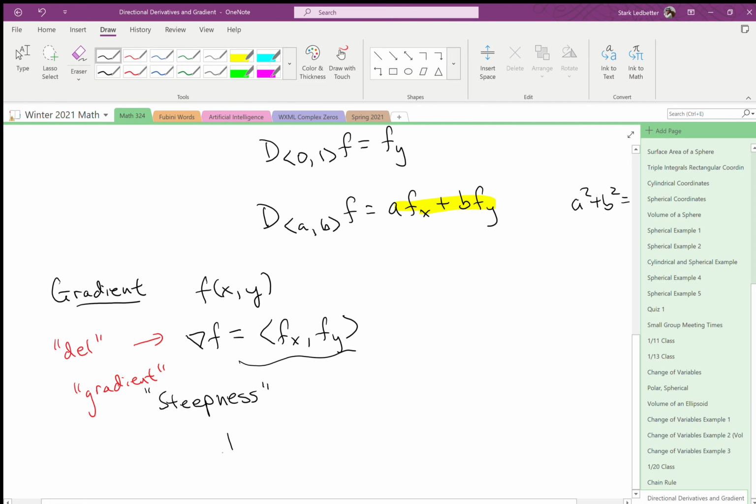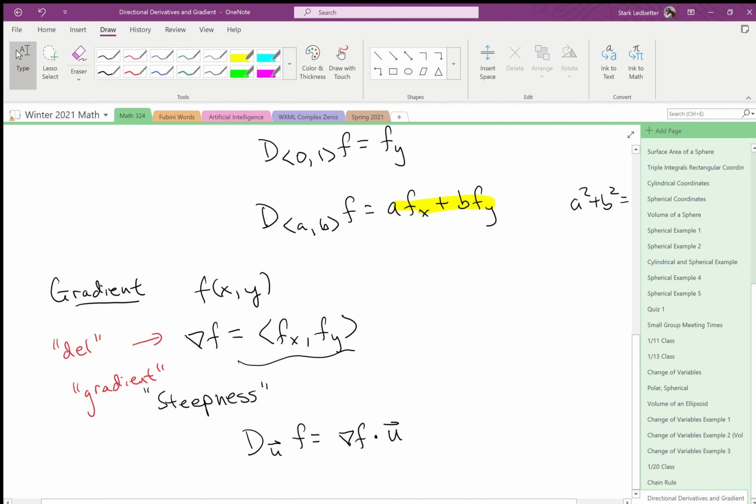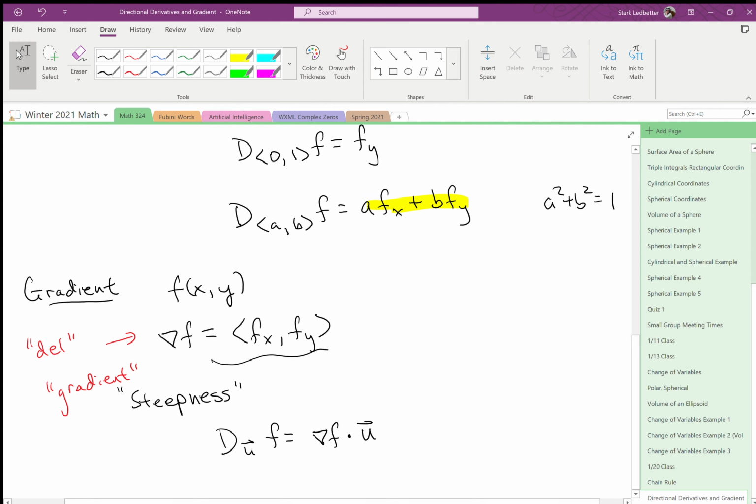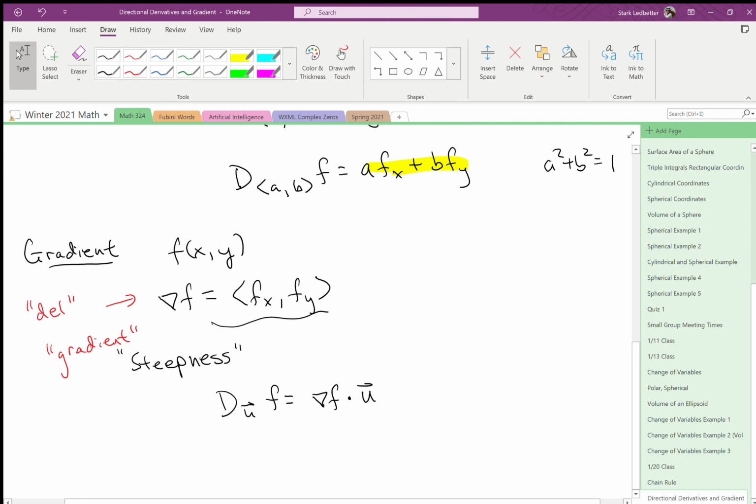Okay, then we can go back to this formula and write it a different way. So now the directional derivative, and this is just sometimes a convenient way of writing it. You don't have to do it this way. You can think of it as a linear combination of fx and fy. But you can also think of it as the directional derivative in the direction of the vector u: the gradient dotted with the vector u. And dot product just means multiply the x's and multiply the y's and then add those products. So that's exactly what that formula says.